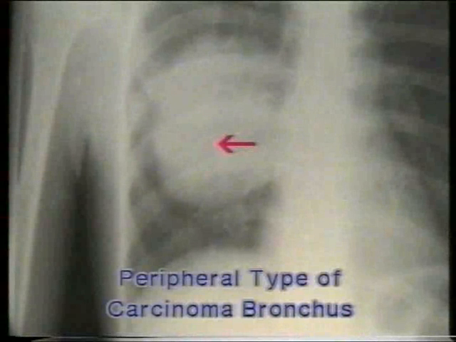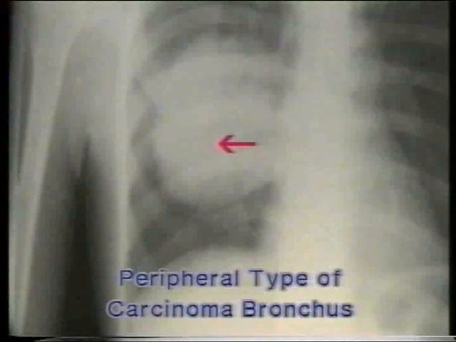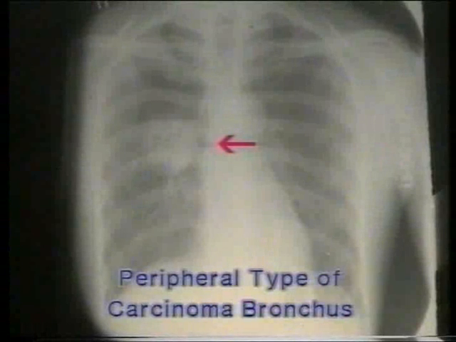This X-ray of the same patient after 2 months shows a significant enlargement of the lesion. However, still you can appreciate that the main lesion is a distance away from the hilum. This is peripheral type of bronchogenic carcinoma.